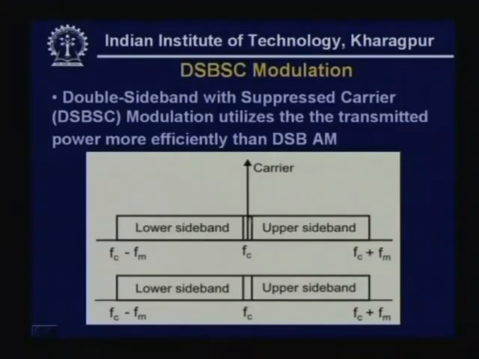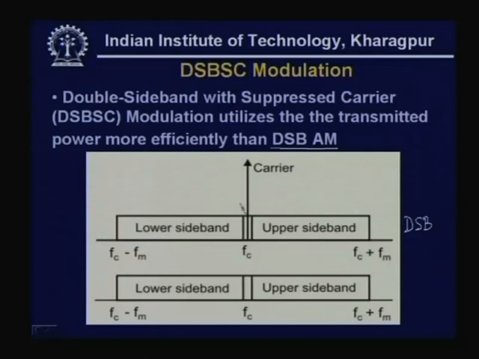So, this has led to two different types of modulation. One is double sideband suppressed carrier modulation. This utilizes the transmitted power more efficiently than double sideband AM transmission. The normal transmission is known as DSB AM, where we are transmitting both the sidebands as well as the carrier. This is your normal DSB transmission, double sideband transmission.